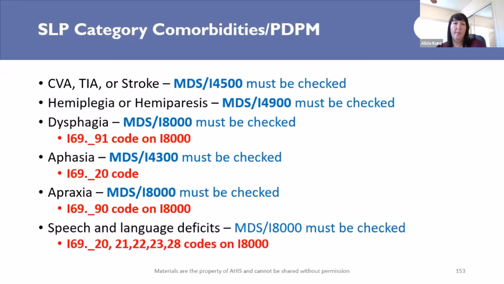So we have some SLP comorbidities from this section. And this slide just kind of tells you where you're going to check those off on your MDS. So if they had a CVA, a transient ischemic attack or TIA, you're going to check off from section I4500. Hemiplegia would be I4900. Dysphagia and apraxia would be I8000. Aphasia, I4300. And any speech and language deficits would be MDS section I8000. Next.